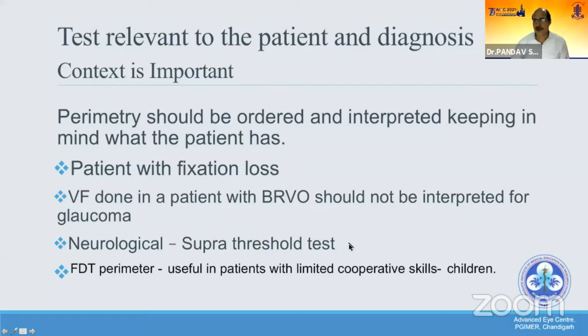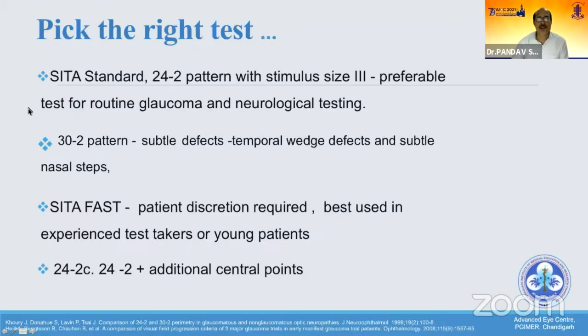If you have uncooperative children, then you might test with FDT. If you have a BRVO patient and you're doing tests for BRVO, then you understand what to expect. If you interpret that test in view of glaucoma, then you will make an error. So the context in which the test is being done is important, and that should be known before you subject the patient to the field test.